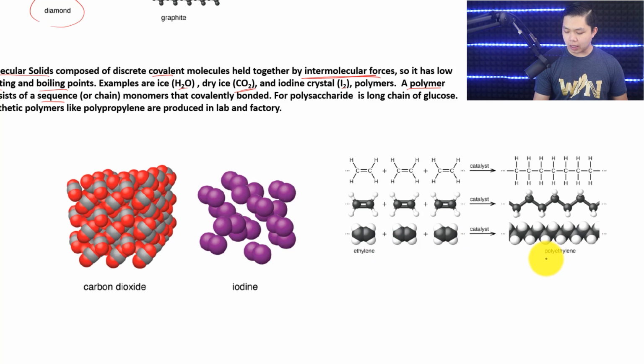So we have polyethylene. Synthetic polymers are basically polymers that are produced in labs and in factories that we use in our daily life.